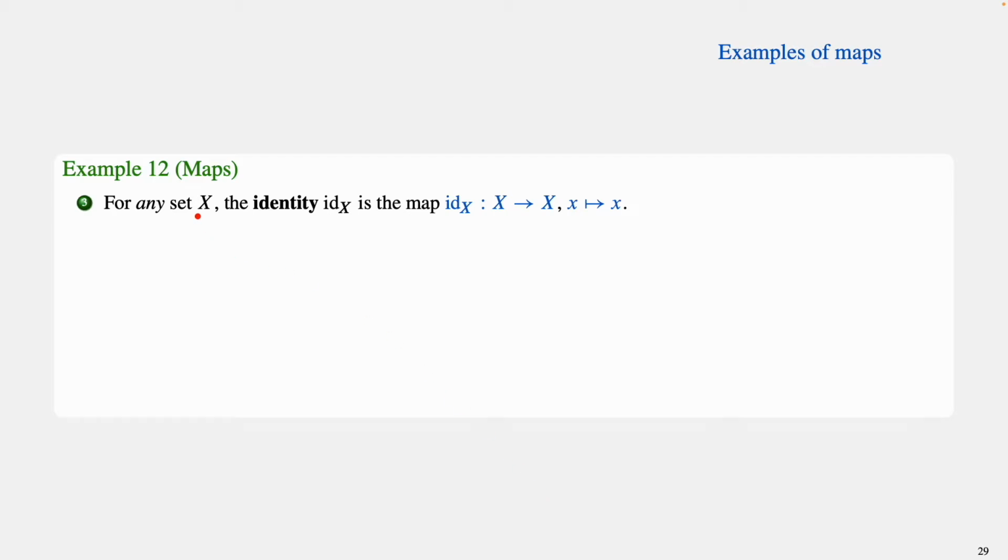Now if X is an arbitrary set, we can define the identity map on X. This is a rather boring map because all it does, it takes an element x and just maps it to itself. So it doesn't do anything. But still, it's a quite helpful concept to have this identity map. It will appear many times in mathematics. And it's certainly not the last you've seen of it here.